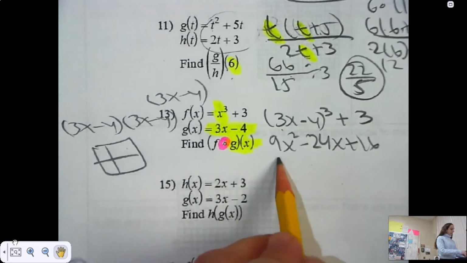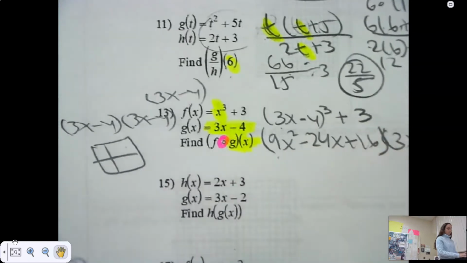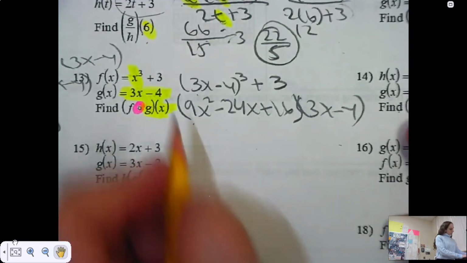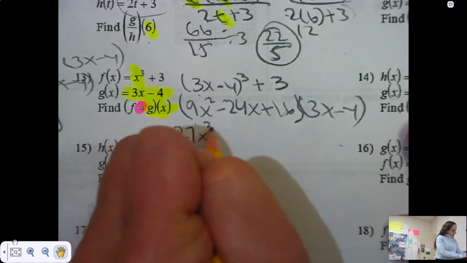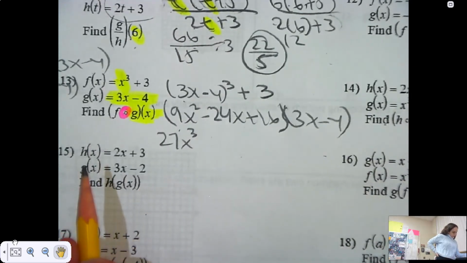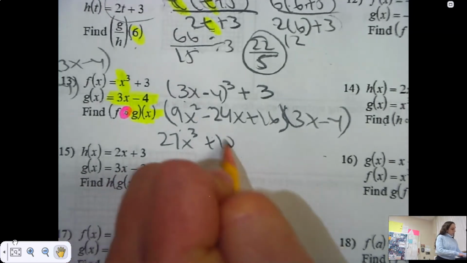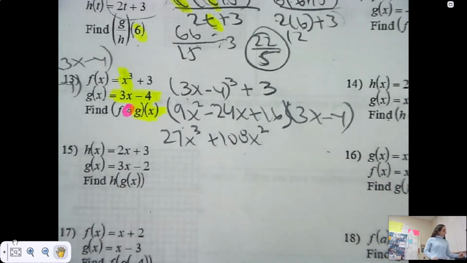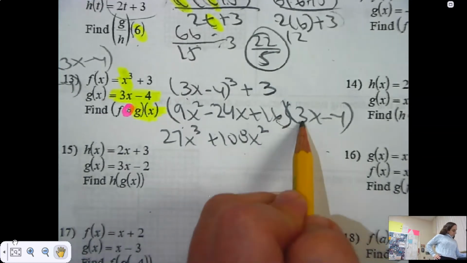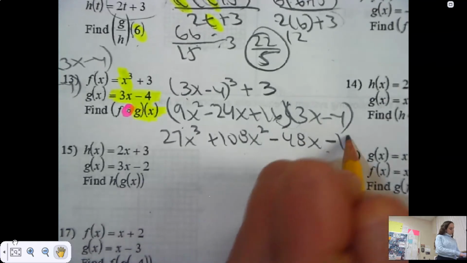But now I got to take that and multiply that by 3x minus 4 again. And I'm left with 27x cubed. I could be making mistakes here. Let's see, 36 and 72 plus 108x squared. And then, let's see, 48 minus 96 minus 48x minus 16.